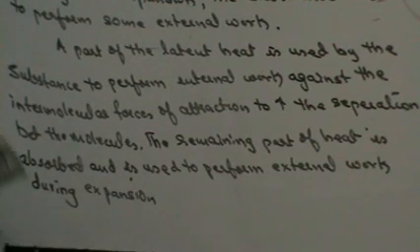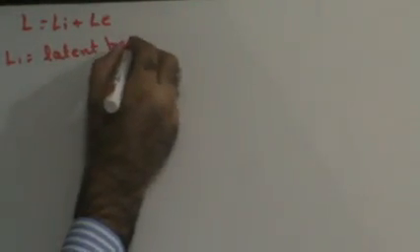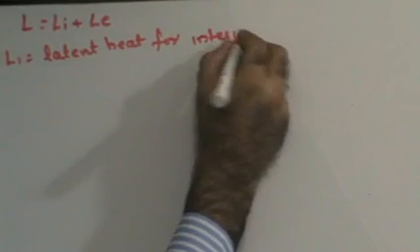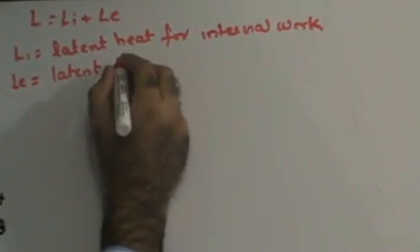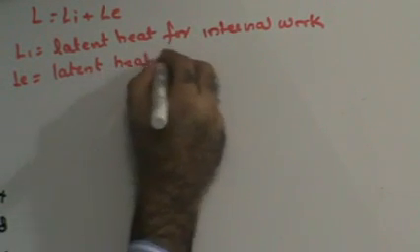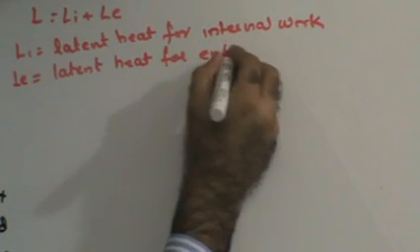Right? So from this discussion we can come up with the equation that we can therefore say that latent heat L is equal to Li plus Le, where Li is the latent heat for internal work, and Le is the latent heat for expansion or for external work.